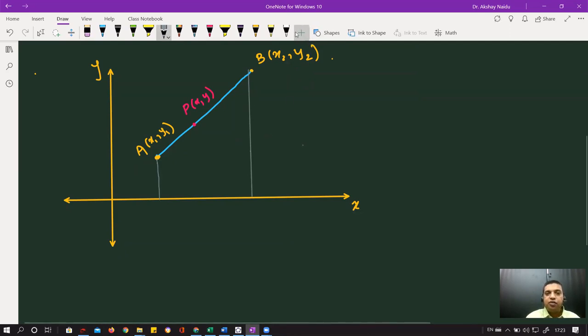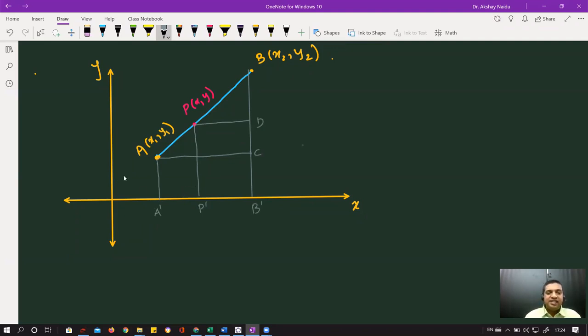Next, I also drop a perpendicular from P onto the x-axis, and I draw horizontal lines from A and from P. Now let this point be A dash, let this point be P dash, let this point be B dash, and let this be C, let this be D. Now just observe this.